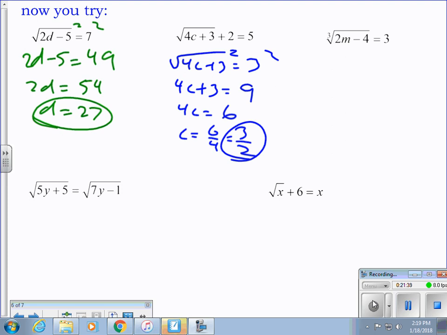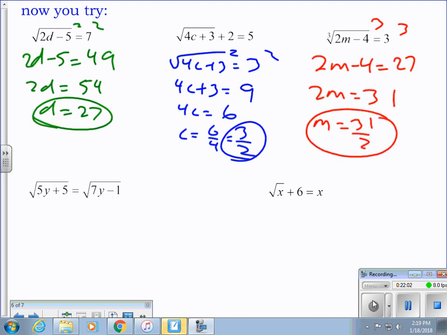Cube both sides because it's a cube root. 2m minus 4 equals 27, right? 3 cubed, 3, 9, 27, yeah, 27. Add 4 to both sides. 2m equals 31. Divide by 2, m equals 31 over 2. And then I want to try it. 31 divided by 2 times 2 is 31. 31 minus 4 is 27. Cube root of 27 is 3.